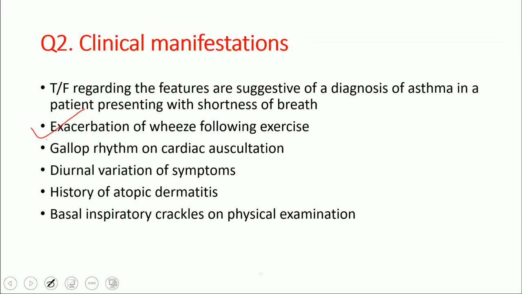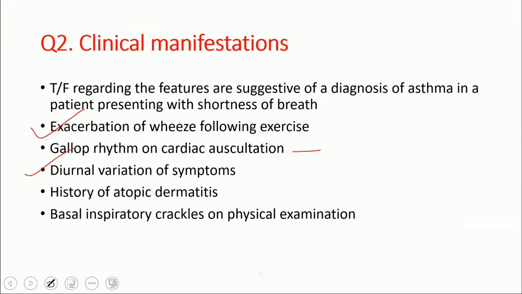We know that a gallop rhythm is seen in heart failure, and that is definitely not asthma, right? Gallop rhythm. Diurnal variation of symptoms is suggestive of asthma. Remember, because of the reversible airflow obstruction. And we know that this changes with the time of the day, right? Diurnal variations, that's asthma.